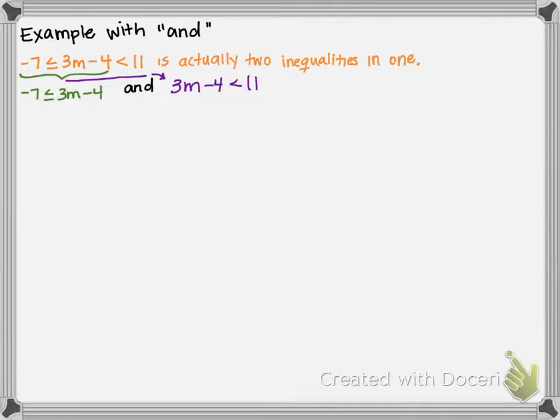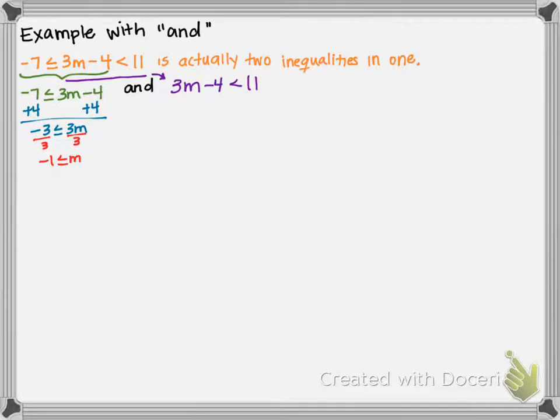So as you know, we have to solve both of them to get our final answer. So I start by solving the one on the left. I add 4 to both sides, and I see -3 is less than or equal to 3m. And then I divide by 3 to see that -1 is less than or equal to m. This could also be read as m is greater than or equal to -1. It's just kind of being read backwards.